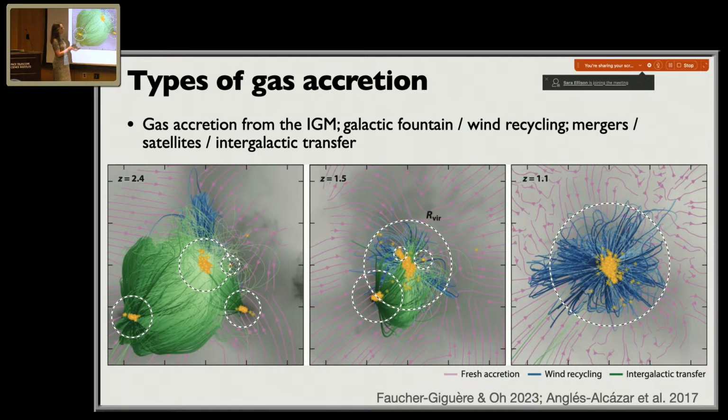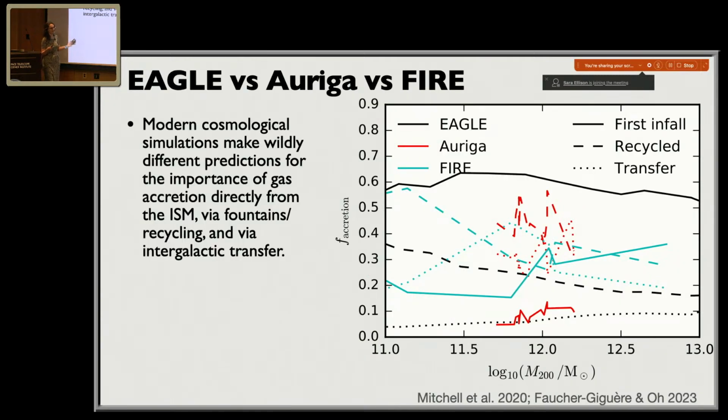So you can see that sometimes at some epochs, like for this particular galaxy, mergers are more important, or this intergalactic transfer, sorry. And sometimes this recycling is more important. But confusingly or upsettingly, this is different in loads of the simulations that we have today. So all of these simulations make sort of realistic galaxies. So here's Eagle, that's a lower resolution but larger scale simulation, and then Auriga and Fire, they are zoom simulations, so you get better resolution but worse statistics.